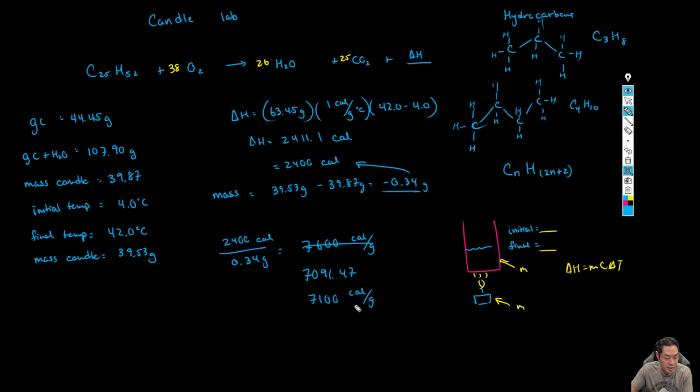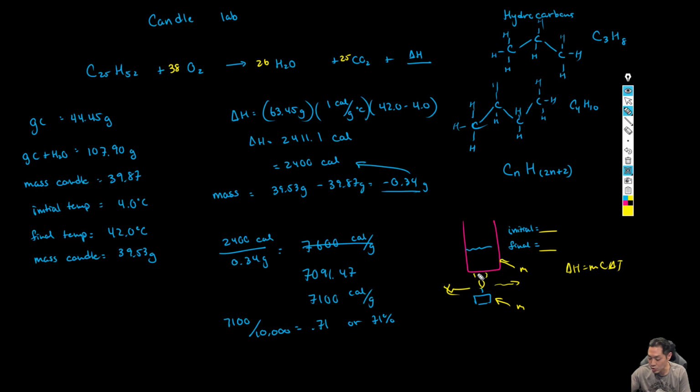Once we have that, they ask for percent yield, meaning how much of the energy was actually collected. The given is 10,000. So if we divide the two, we get 0.71 or 71%. So we were 71% efficient in collecting the energy. Some of it did dissipate into the environment, so the can didn't get all of it.